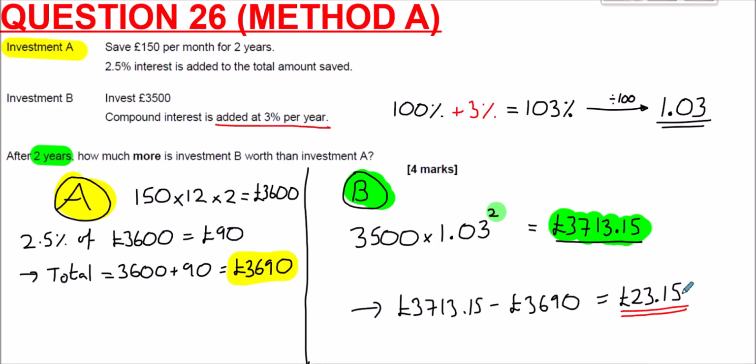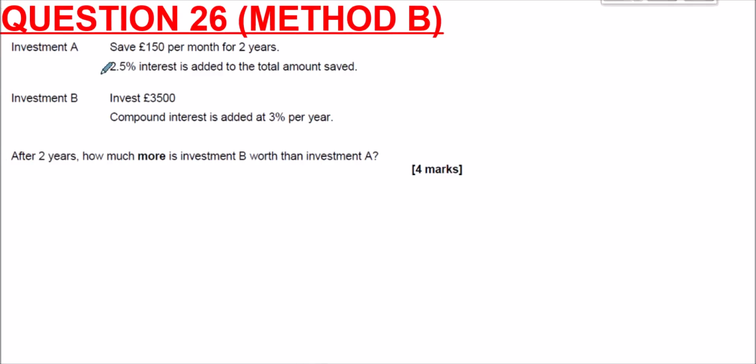£23.15. I'm now going to show you a second method which is a bit slower but perhaps easier to deal with. So if you're thinking, well, Sean's not shown me this way in class, it's because I favour method B. Method A is much quicker, but method B I'm going to show you now. So this is method B.